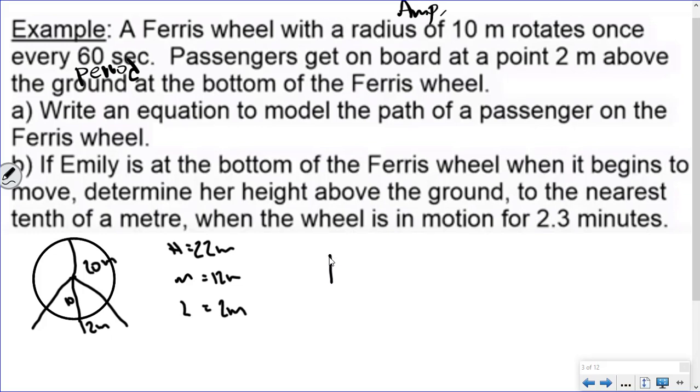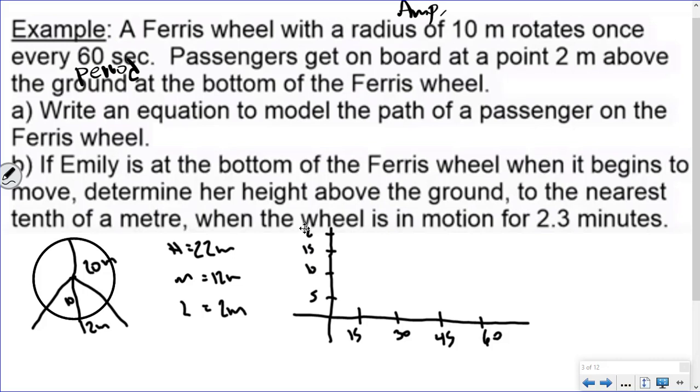So if I wanted to draw this, maybe just over one period, I need to go all the way up to 22. So if I went 5, 10, 15, 20, a little bit above that will be 22. And it takes 60 seconds to go one full rotation. So again, I'm going to want to scale by one quarter of that so I can make sure I'm getting that pattern we're looking at. So a quarter of 60 would be 15, 30, 45, 60, and here 5, 10, 15, 20.